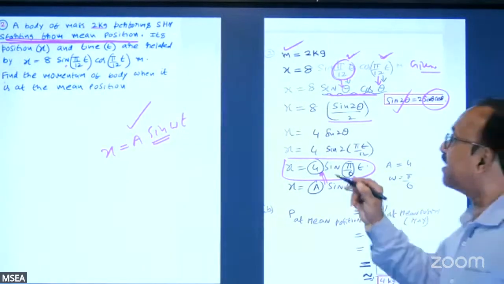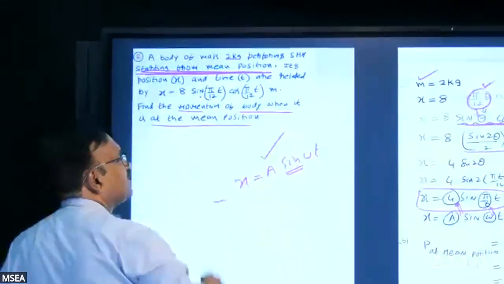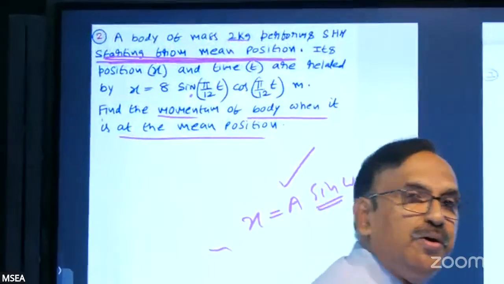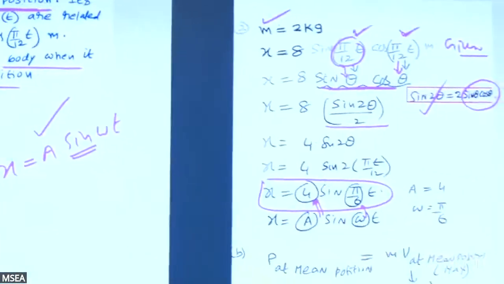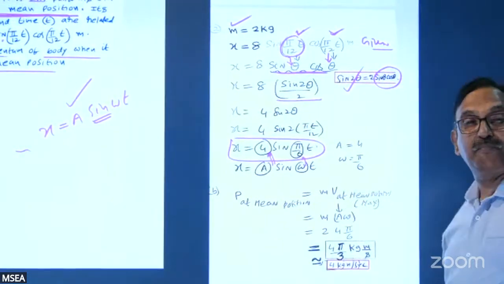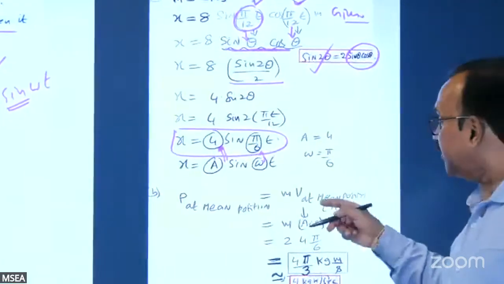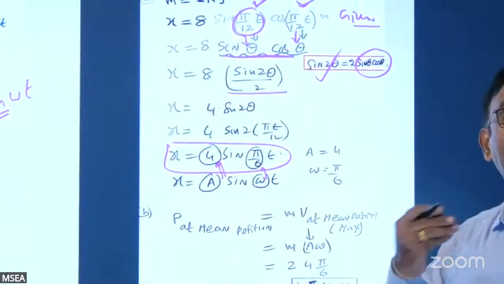Now, what did he ask in the question? Find the momentum of the body when it is at the mean position. We want to know the momentum of the body at the mean position. What is the formula for momentum? Momentum is the product of mass into velocity. Momentum at mean position means mass into velocity at mean position. Velocity at mean position is the maximum velocity.